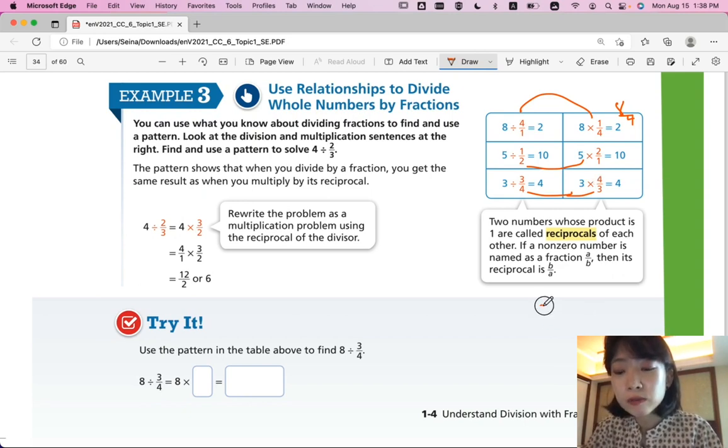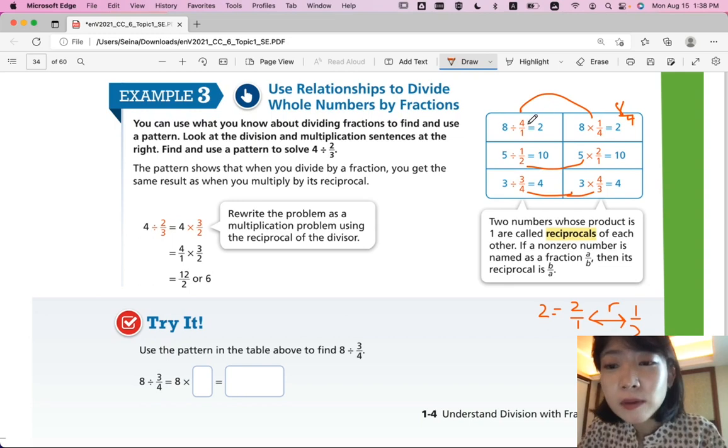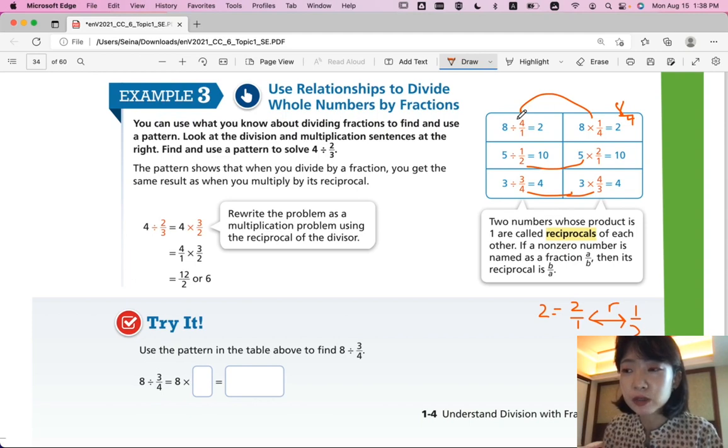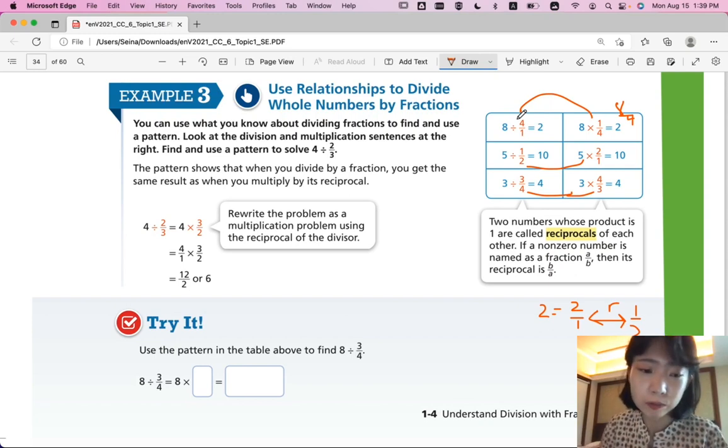Okay? So for the whole number 2, you can change that into 2 over 1. And the reciprocal, they're not equal, but the reciprocal is 1 over 2. Okay? So if you have a reciprocal, you can change division into multiplication and multiplication into division. This is especially useful for fractions. Numerically, you need to know how to change between division and multiplication by using reciprocals.